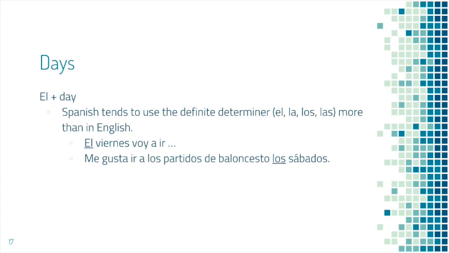The first one is, whenever you're using a day in Spanish, it's typically going to be preceded by either el or los, depending on if you're talking about one specific day or something you do repeatedly on a specific day. So, for example, if you look at the bullet points there, you'll see el viernes voy a ir, which literally translates to the Friday I'm going to go. And that's just how they say it in Spanish. I know it sounds weird in English.